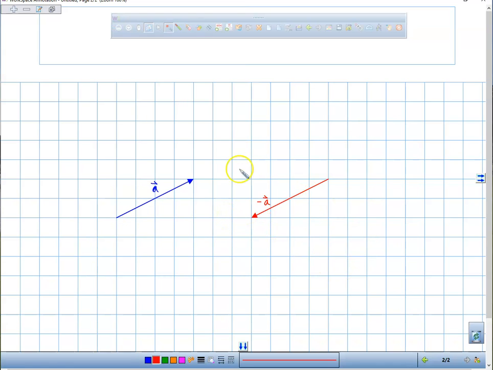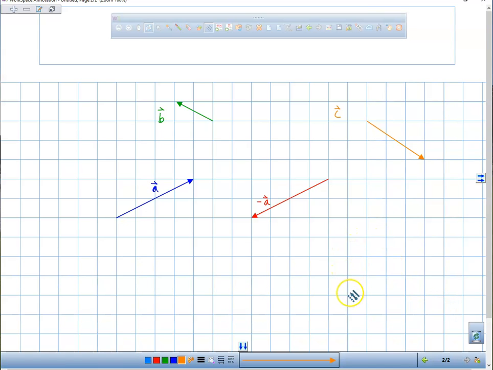Okay? And the last thing we're going to talk about. I'm going to make a vector B, but I'm going to make vector B look different. Ready? Here we go. There's vector B. I'm also going to make a vector C, and make vector C look a little bit different. There we go, right there.